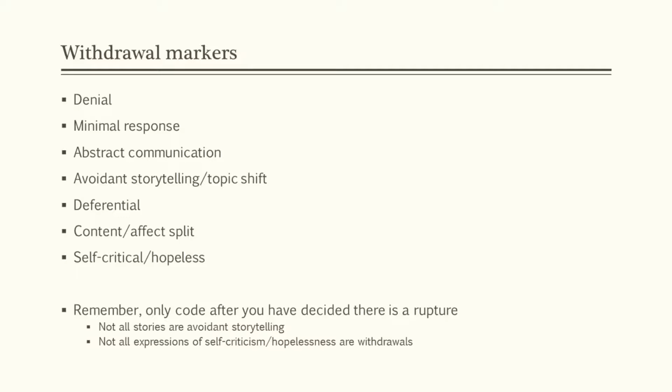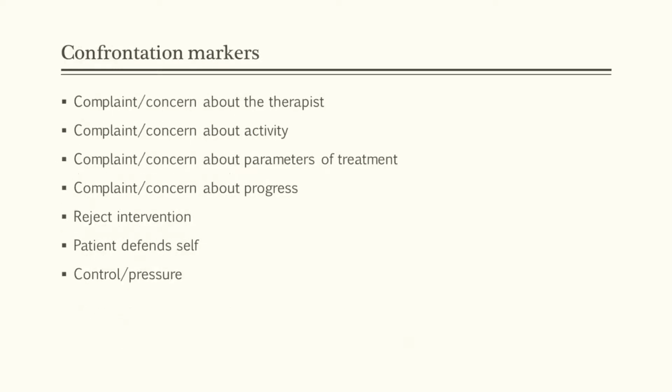So the bottom point is just reiterating that. You've got to always start with, is there a rupture? Because otherwise there are things that can happen in therapy that may actually be part of good process that you're labeling with these markers if you don't first focus on, is there a rupture?